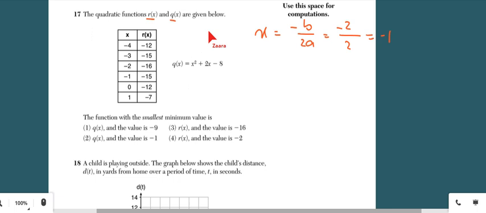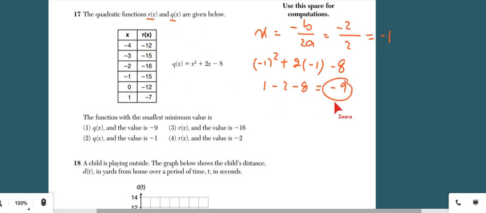Let's substitute x with negative 1. So you will get negative 1 squared plus 2 into negative 1 minus 8. So negative 1 squared is 1, negative 2, negative 8. So it will become negative 9. Okay. So for q of x, the minimum value is negative 9. But r of x has the minimum value which is negative 16. Negative 16 is the smallest, so r of x has the smallest minimum value.